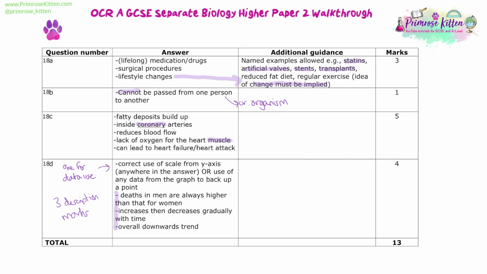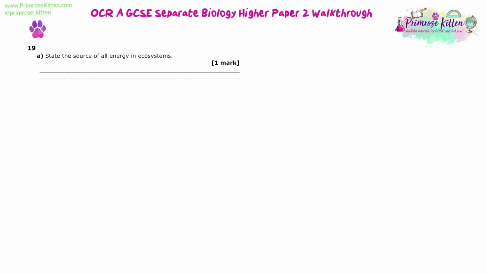So you get 1 mark for data use anywhere in your answer. So if you've pulled a piece of data, so a bit of the axes from anywhere in your response, you can have 1 mark. And then there's 3 kind of description marks for the patterns that we saw. So deaths in men are always higher than that for women, increases then decreases gradually with time, or overall a downwards trend. So there's lots of options here that we can get marks for.